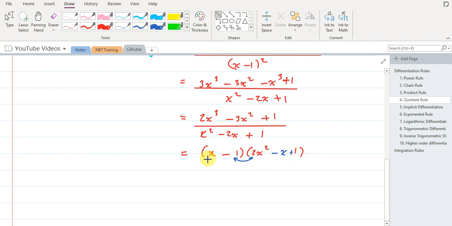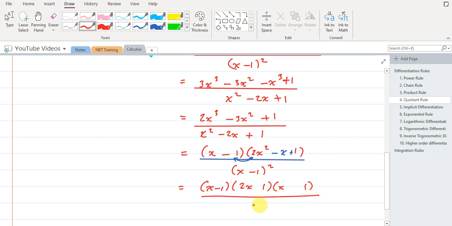All over x squared minus 2x plus 1. How about rewriting this as this factorized form, which is x minus 1 all squared. Now, if I go and factorize this, which is x minus 1 into 2x and x, getting 1 and 1 over x minus 1 all squared.